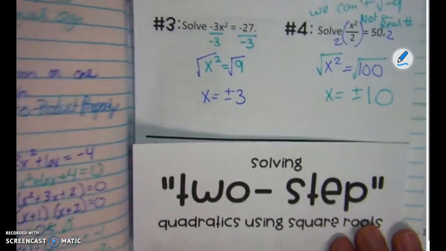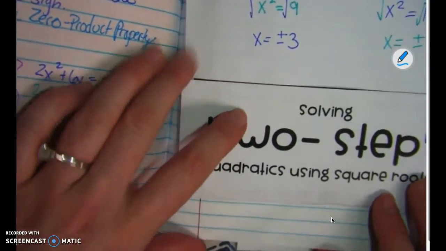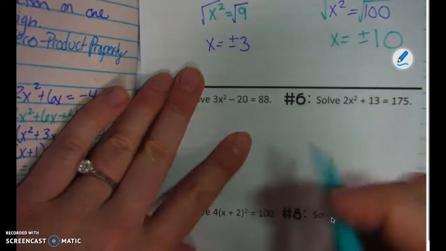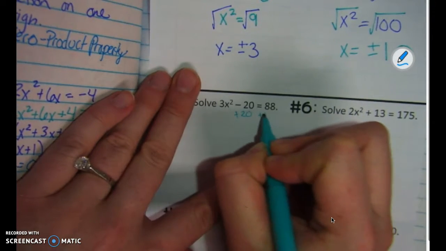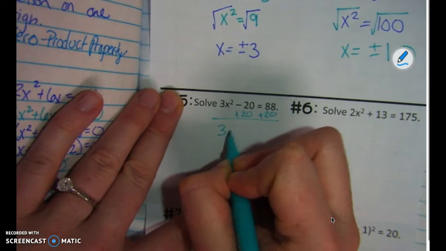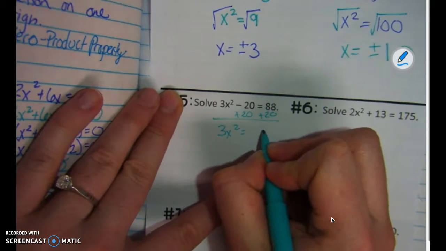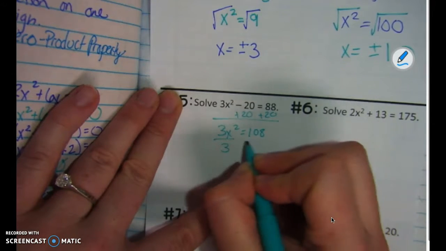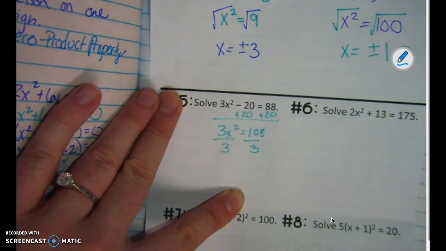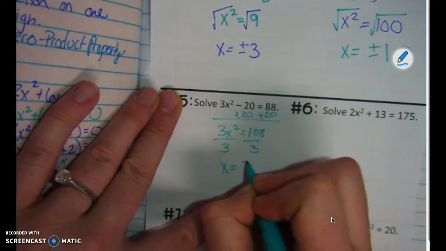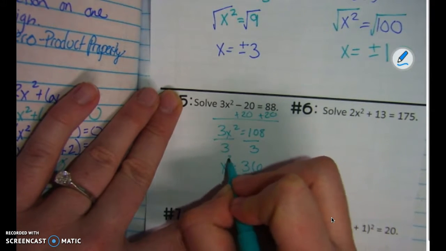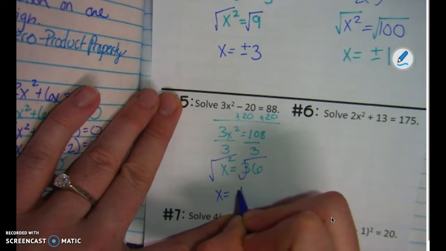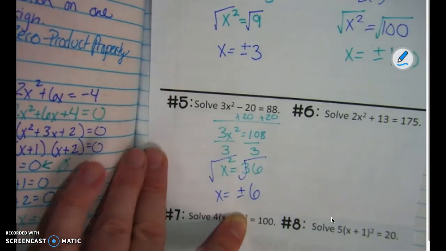Okay. A two-stepper or a multi-step, something in the vertex form. Just kind of the same deal. I'm going to add 20. 3x squared equals 108. Divide by 3. 36. I'm going to square root that, and x would equal plus or minus 6.